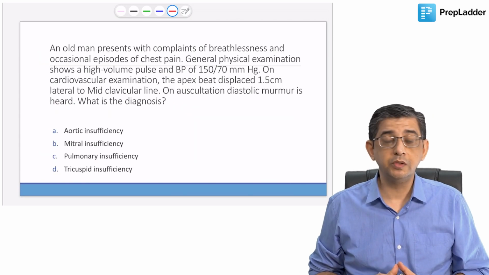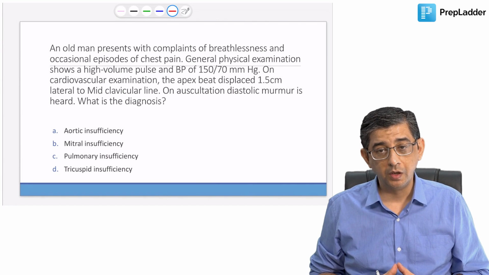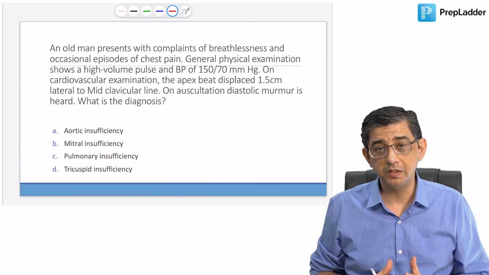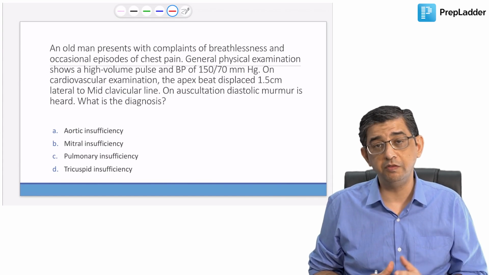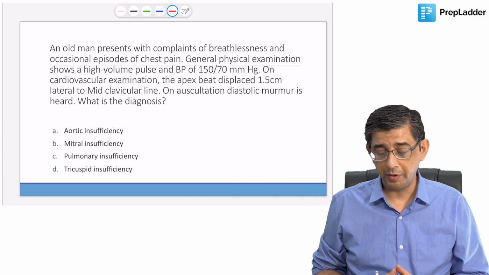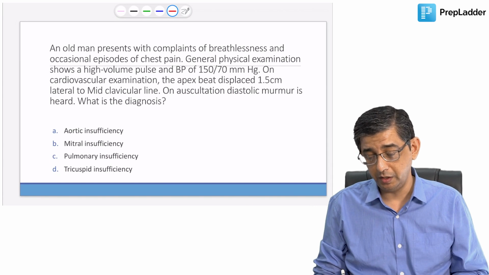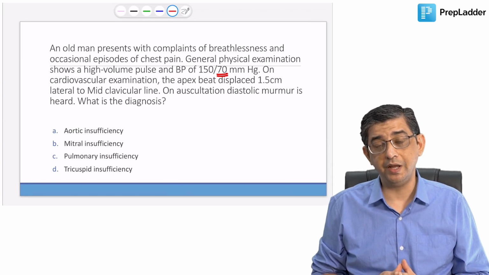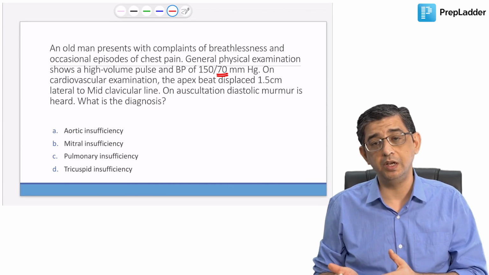Going ahead, this was a question about an old man who's having breathlessness and chest pain. On general physical examination, you notice that he was having a high volume pulse. Well, high volume pulse could be either due to fluid overload or it could be valvular lesions of the heart. Blood pressure of 150/70. You will notice the fact that in old people 150 is no big deal, but diastolic is a little on the lower side.